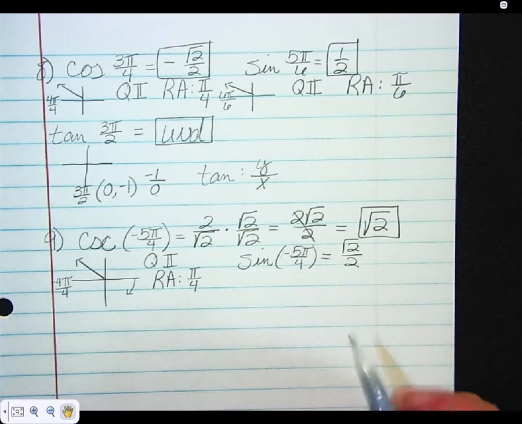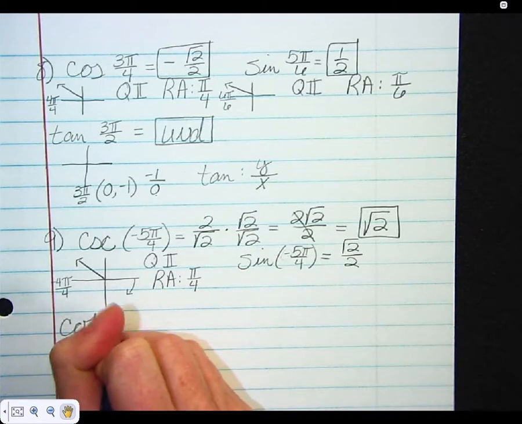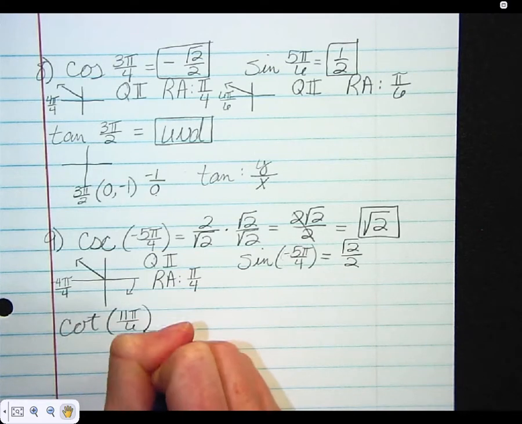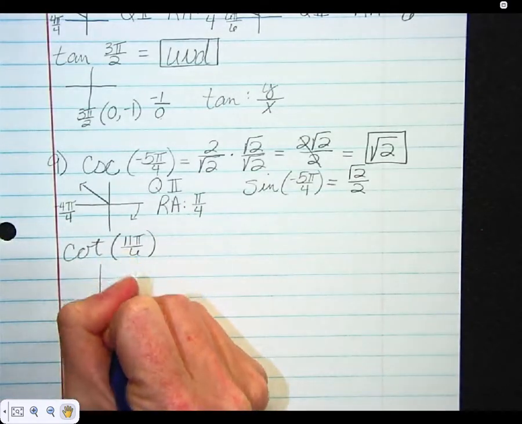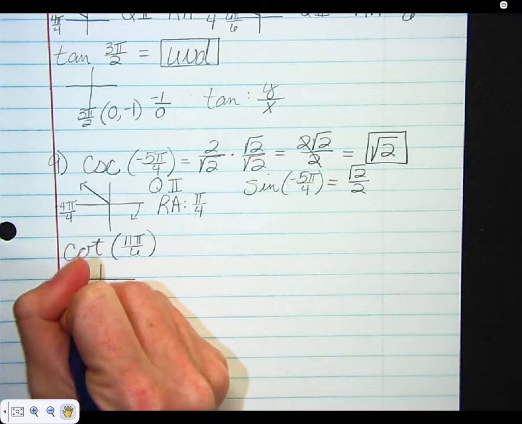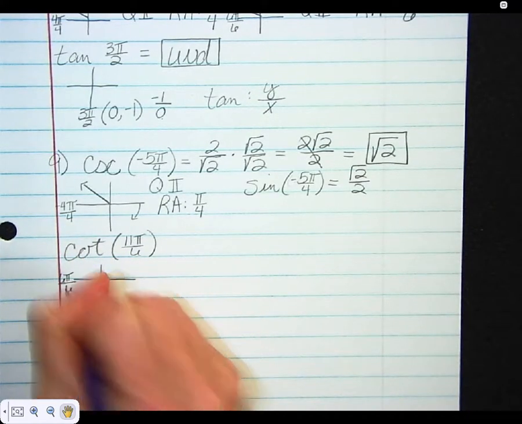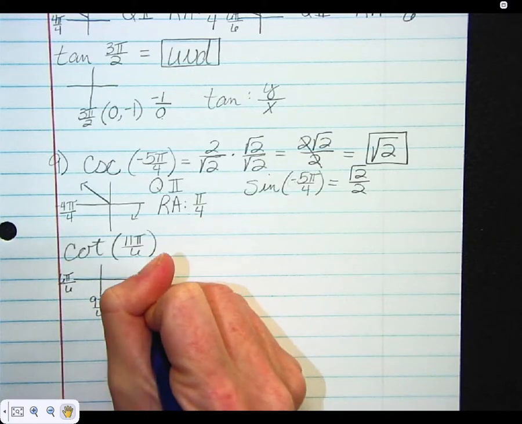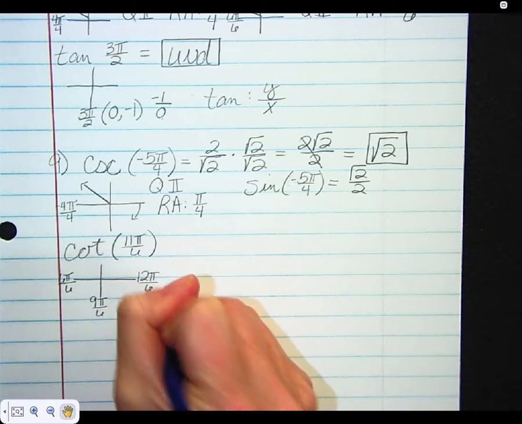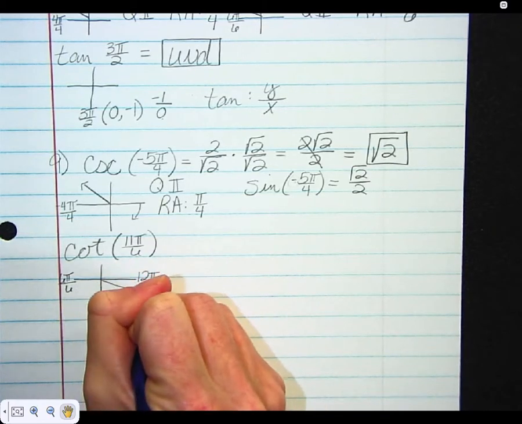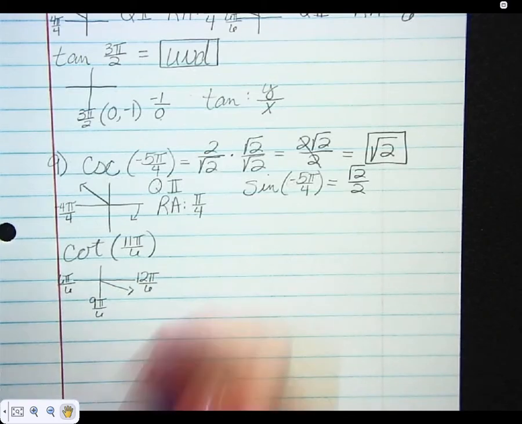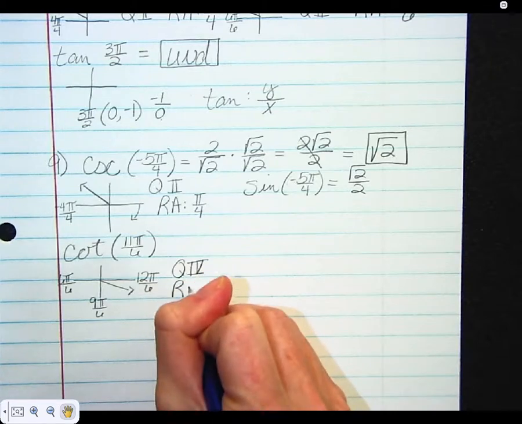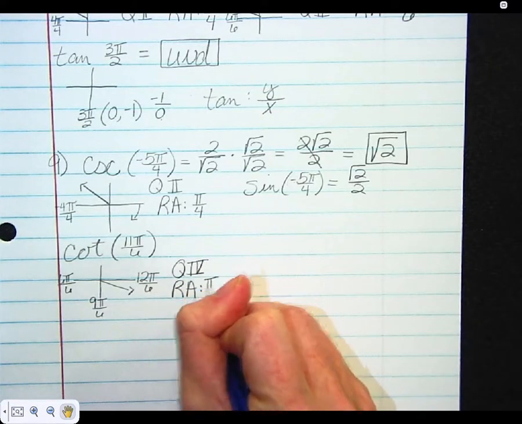All right, also on number 9, they ask me to find the cotangent of 11 pi over 6. So let me start by graphing 11 pi over 6. When I'm working in sixes, this right here is 6 pi over 6, or 1 pi. This is 9 pi over 6, or 3 pi over 2. And then this one's going to be 12 pi over 6 right here, or 2 pi. So 11 pi over 6 is going to be right there. I know that we are working in the fourth quadrant, and I am working with a reference angle of pi over 6.